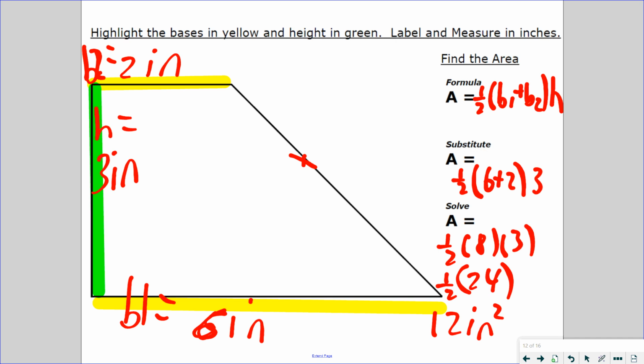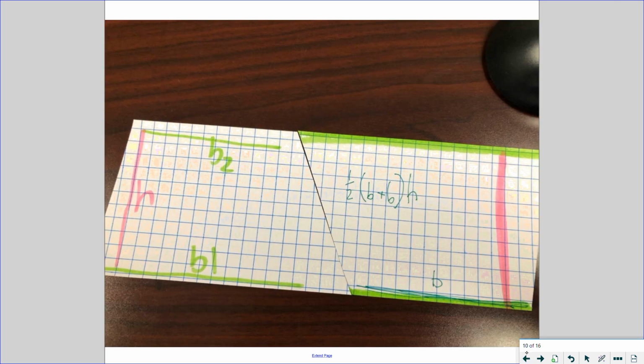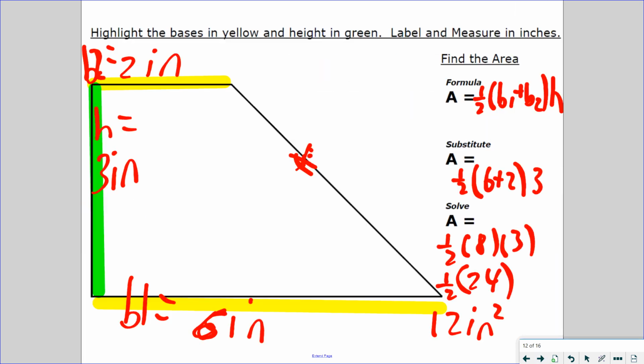The most common mistakes are these. Kids will use the slant, or they'll forget to divide by 2 and find half. Again, if you look right here, a trapezoid is half the size of a parallelogram. That's why we have half in it.